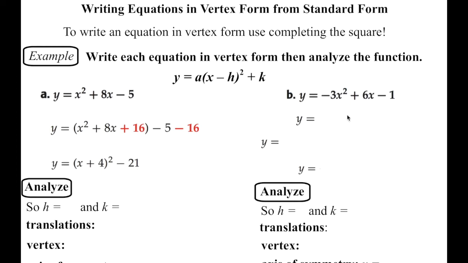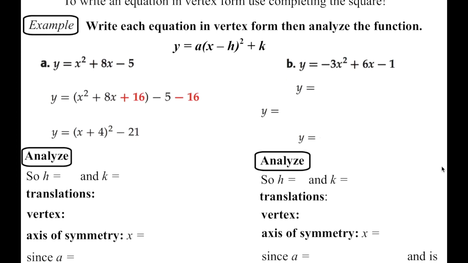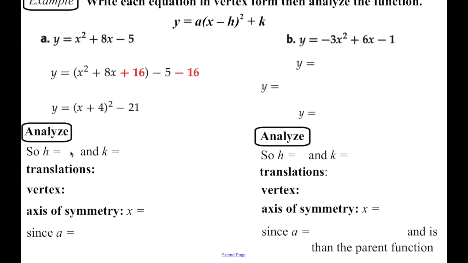So now from that, we should be able to find our vertex. That tells us that h is negative 4, because this has to be a minus sign, right? So it's negative 4. So h is negative 4, k is negative 21. And it tells us that we are translating left 4 units and down 21 units. Our vertex is negative 4, negative 21. Axis of symmetry is x equals negative 4. And a is equal to 1, so we know that this thing opens up. And so if we wanted to, we could go ahead and do a sketch of that.